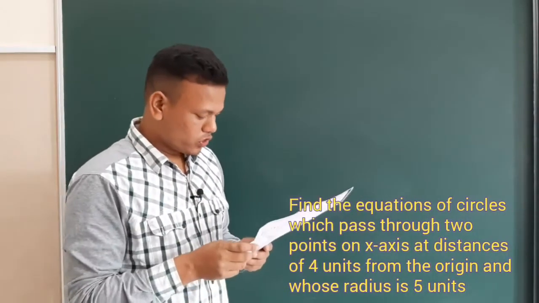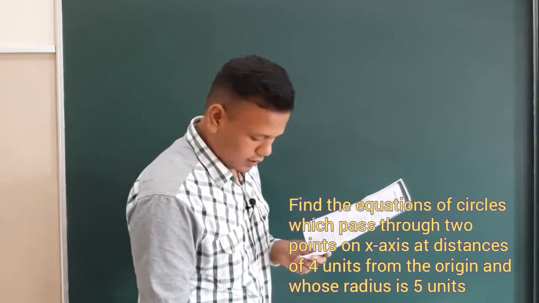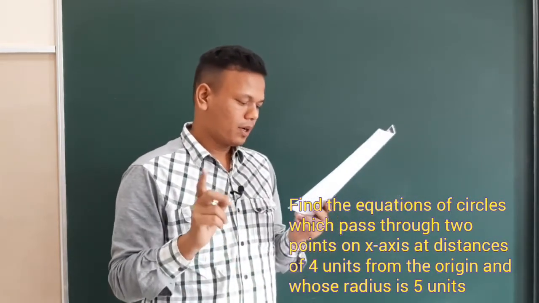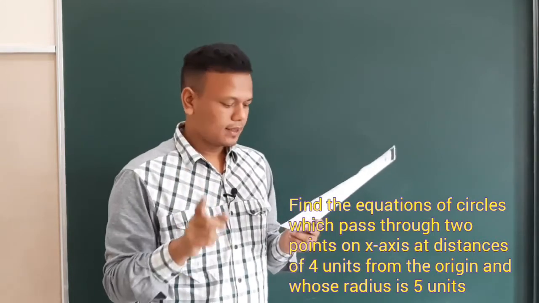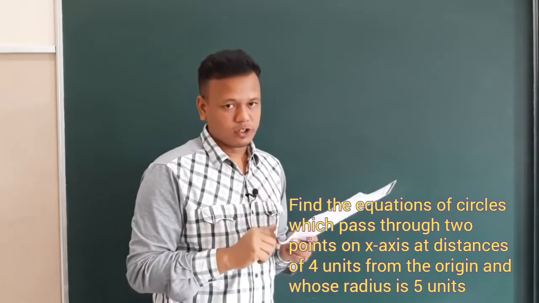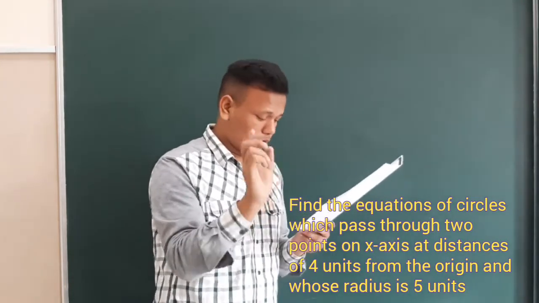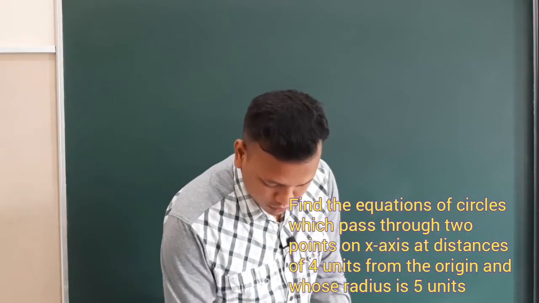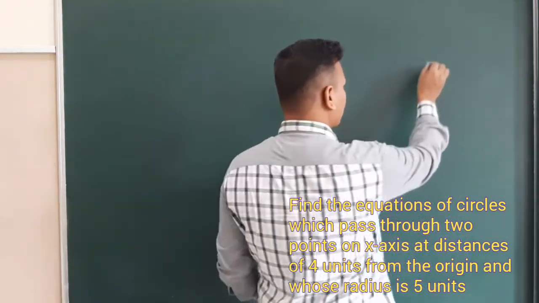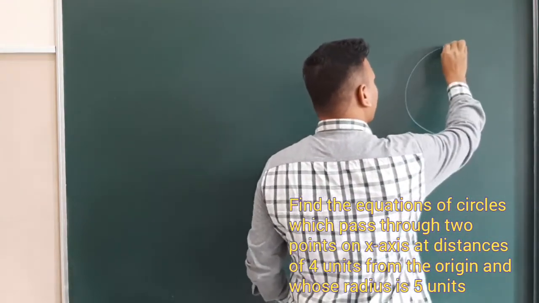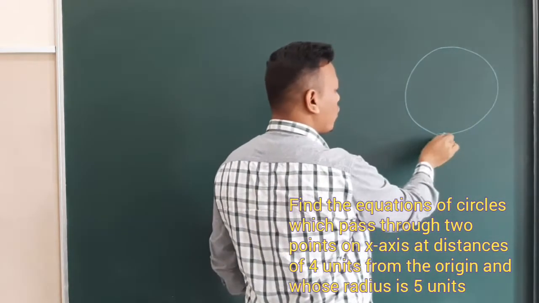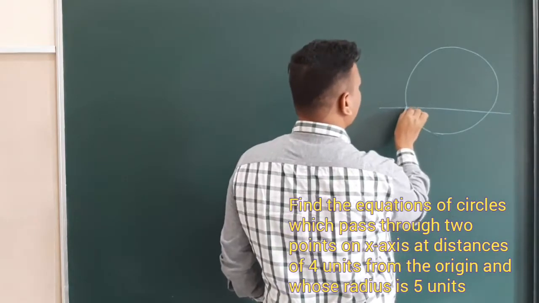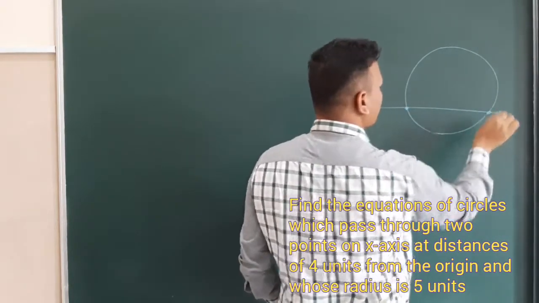Let me take the last question for the day, question number 10. Question 10 says, find the equations of the circles which pass through 2 points on the x-axis at a distance of 4 units from the origin. This is the main part of the question, and the radius is given as 5 units. Let's try to understand what the question is saying. There's a circle which passes through 2 points on the x-axis. This is my x-axis, and we clearly see that the circle passes through this point and this point.